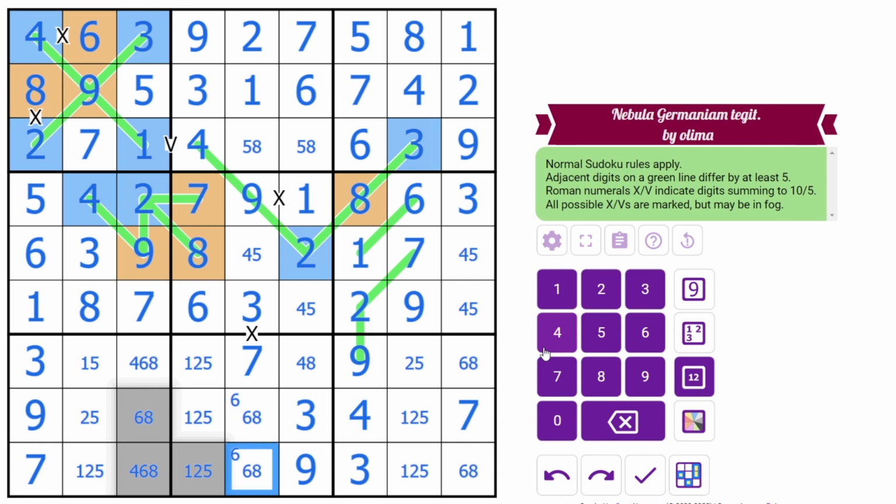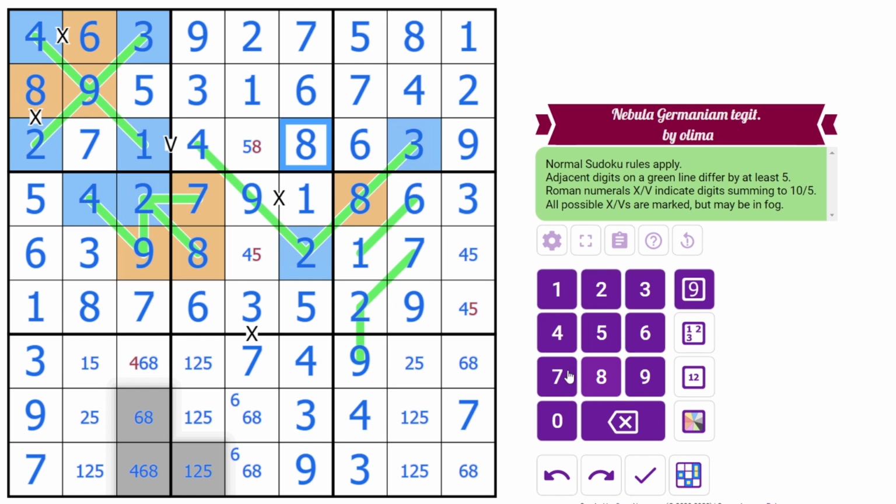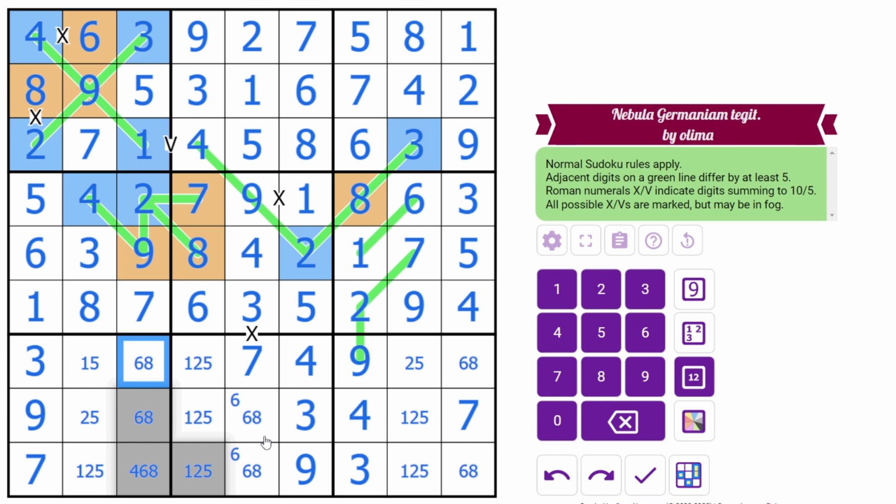This must be 4. This must be 5. This is 8. This is 5. This is 4. This is 5. This is 4. This cannot be 4. What is now? Come on. 6, 8, 6, 8. This is 4. Oh, there is nothing here.